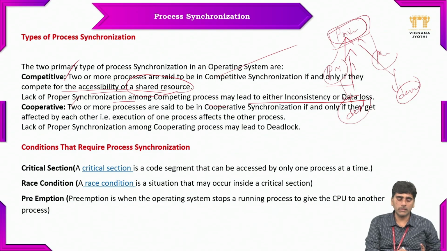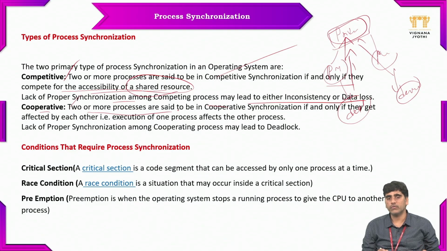The second one is cooperative process synchronization. Two or more processes are said to be in cooperative synchronization if and only if they get affected by each other.